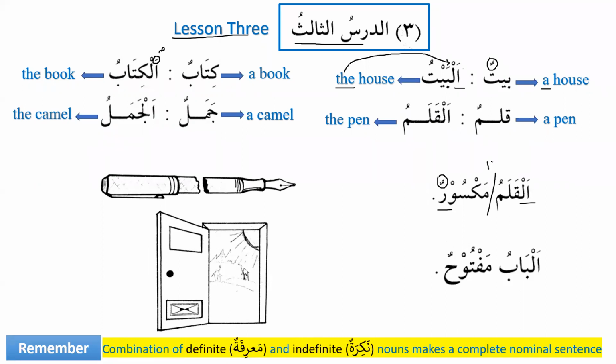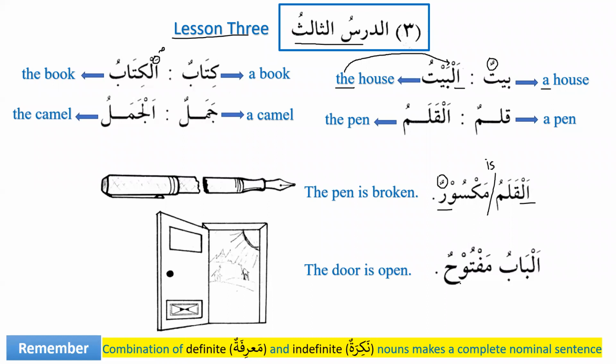How do we know that it's a complete sentence? Try to insert "is" in between. If it's possible to insert "is" in between, then it becomes a complete sentence. The pen is broken. So we can see over here that it's a complete sentence. In the previous two lessons, you remember we discussed Asma'ul Ishara, hada and dhalika, and we know that hada and dhalika are also definite nouns. And now we can see that the third category is a noun that, when we add al to it, also becomes a definite noun, or marifa. Then we have al-babu maftuhun, the door is open.